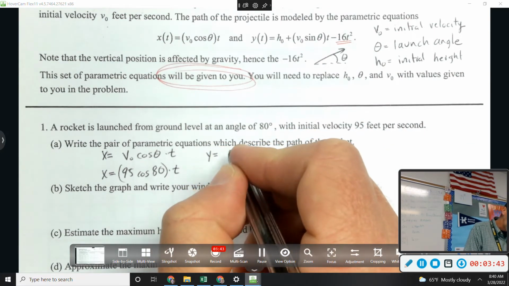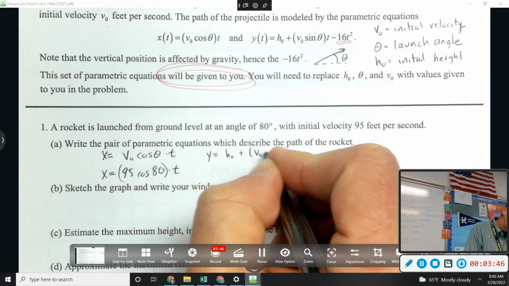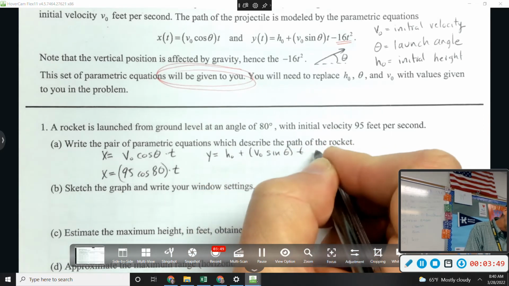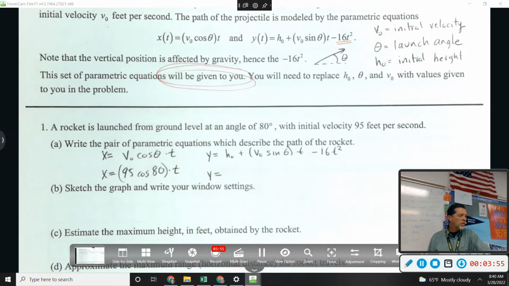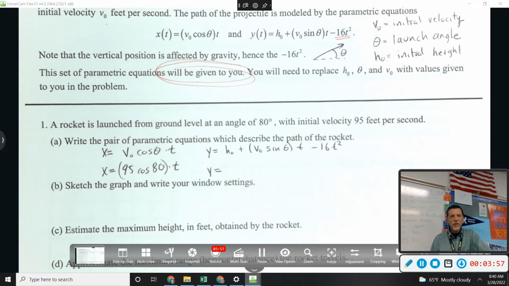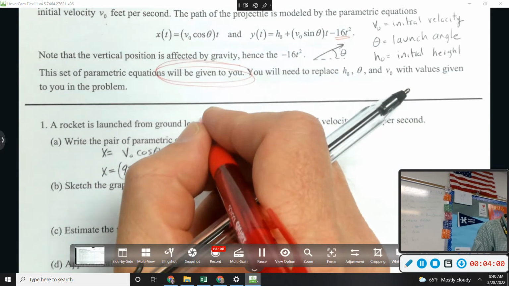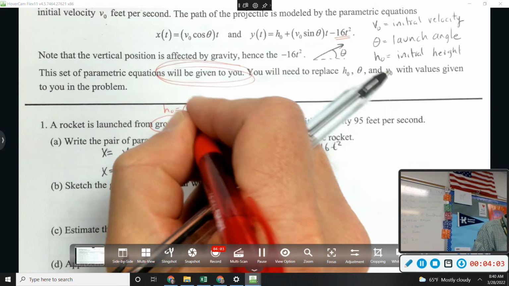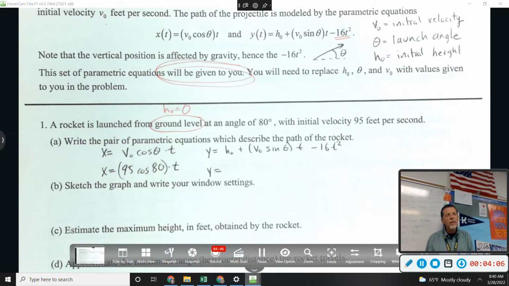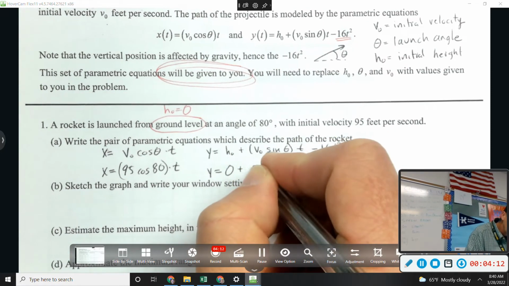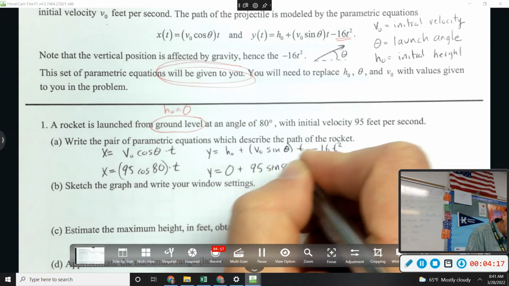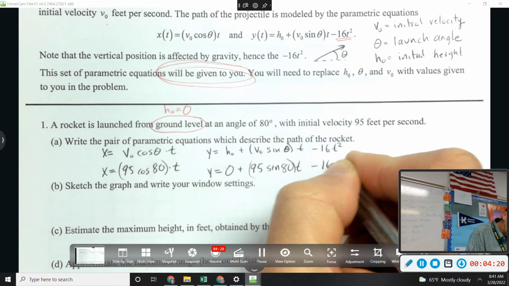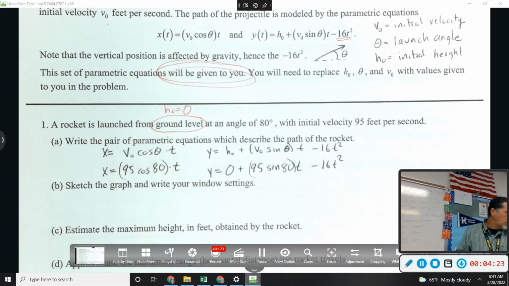The y equation: h0 plus v0 sine theta t minus 16t squared. What's h0 for this problem? 0. How'd you know that? Ground level. You might remember this from physics, there are some secret words in there that tell you things that are not explicit. 0 plus 95 sine 80 times t minus 16 t squared.